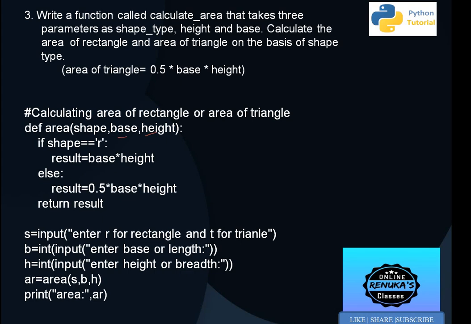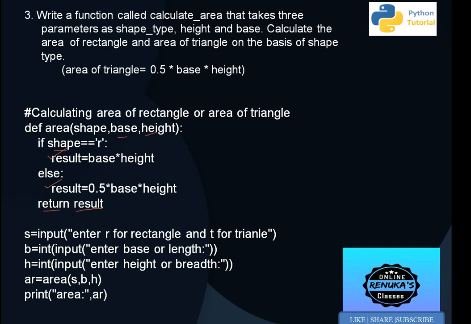First it will check the shape. If shape is equal to r, or you can give rectangle in full, then the result will be the area of the rectangle, and otherwise the result will be the area of the triangle. Area of a triangle is half base into height. So whatever result there is, either this or this, it will return the result.